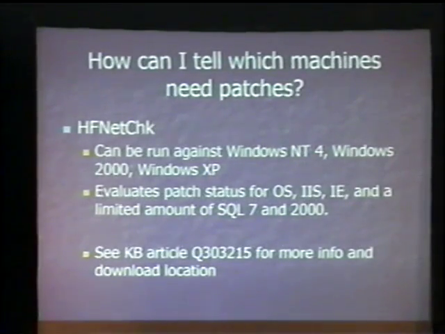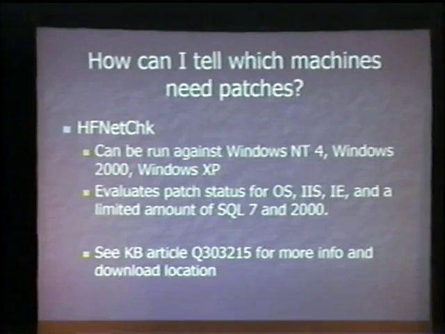HFNetCheck grew out of another tool, an earlier tool called HFCheck that worked for IIS 5 web servers, where it would tell you that there's a new bulletin available for your web server that you have yet to deploy. People really liked the HFCheck idea, so we wanted to extend it to include the operating system, Internet Explorer, SQL Server, and we'll be extending this to include additional products.